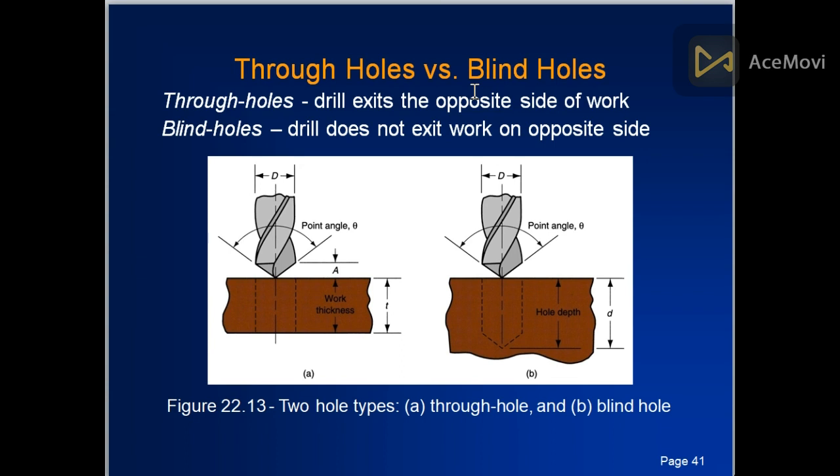Through holes and blind holes. In a through hole, when drilling is performed, it completely crosses the work part. That is known as a through hole. A blind hole does not cross the work part. In a through hole, the tool is completely passing through it. In a blind hole, it is not passing the work depth.